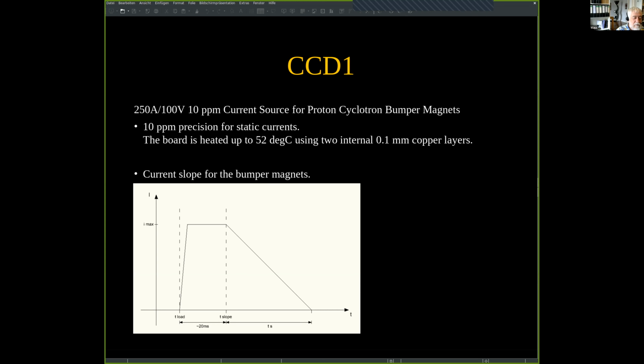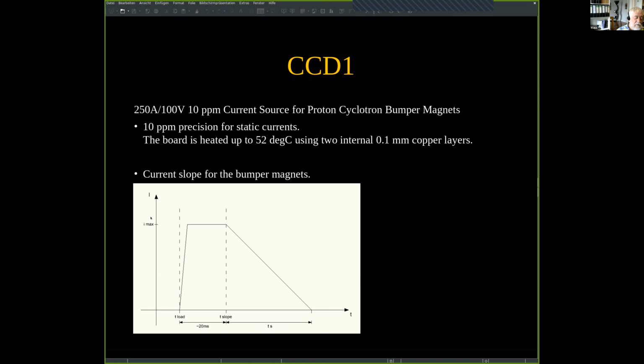And so the requirements are quite high, 10 ppm precision for static currents. If you look at the current sensitivity of op amps, it is impossible to reach this goal unless the electronics themselves are running at a constant temperature. And we did this by using two layers of a six layer board. These layers were 100 micrometer thick, which is quite a lot. And they were just heated to a constant temperature, so they would heat the other layers after a while, maybe after an hour or so. The entire board would be heated to 52 degrees, and that way the 10 ppm could be reached.